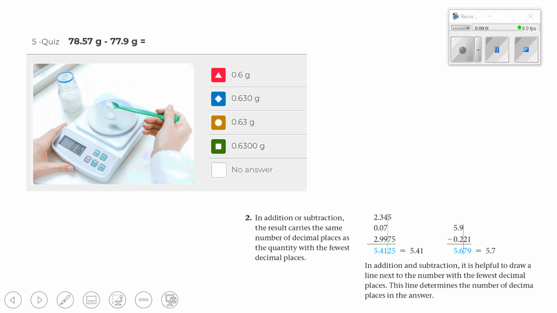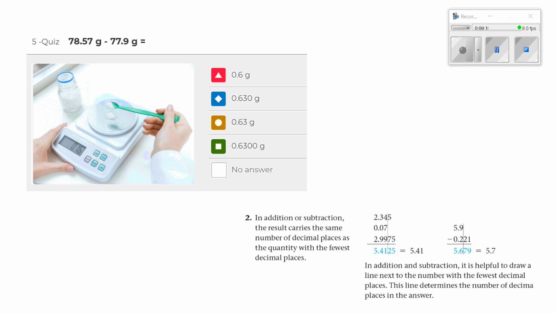Let's take a look at another one. This is a subtraction one. So 78.59 minus 77.9. This is what we will often run into looking at a change in mass or maybe a change in temperature. We'll actually see a lot of subtraction applications in class.